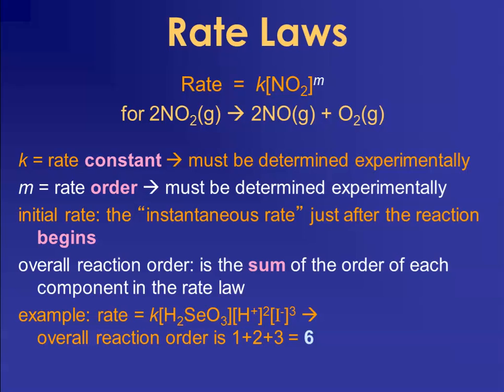If I wanted to know the overall reaction order and I had more than one reactant, I would add all of their orders, all of the exponents for the different reactants present in my rate law, together to get the overall reaction order. So in the example that I've given you, H2SeO3 has an order of 1, H plus has an order of 2, I minus has an order of 3. Those three exponents get added together to give you an overall reaction order of 6.